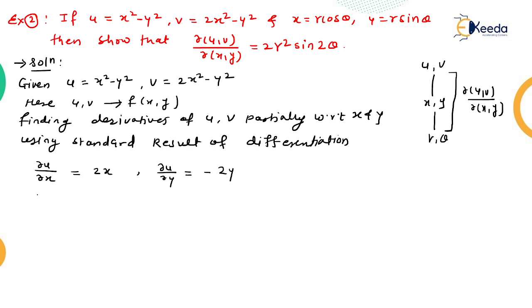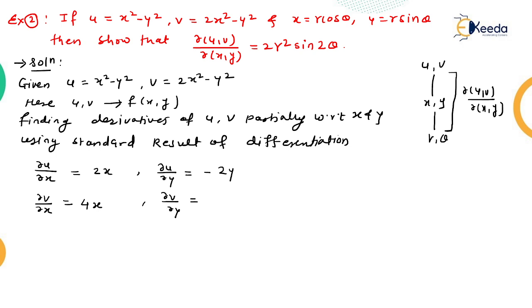Similarly, you have to differentiate v with respect to x and with respect to y, because v is also a function of x and y. So when we differentiate v with respect to x partially, treating y as a constant, the derivative becomes 4x only, because 2 is already there. The derivative of x square is 2x, so 2 into 2x becomes 4x.